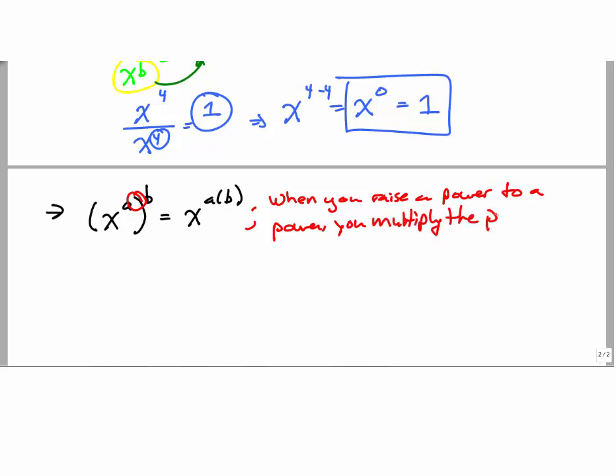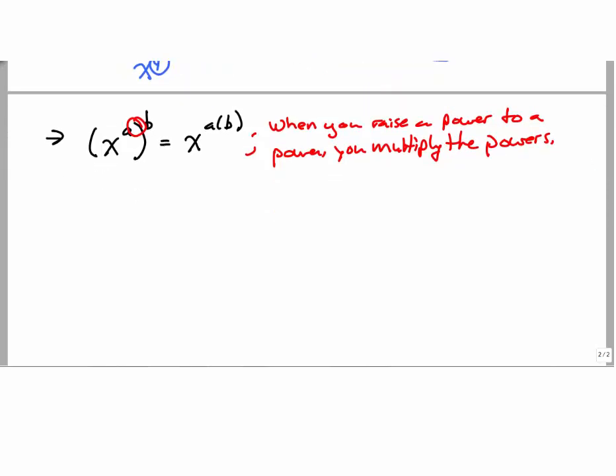Now this is a shortcut rule, so if we didn't remember it, we could do it longhand as well. So let's look at an example. What if we had x cubed quantity squared? Well, to square something means to multiply it by itself, so this would be x cubed times x cubed. And of course we know x cubed means to multiply x by itself 3 times.